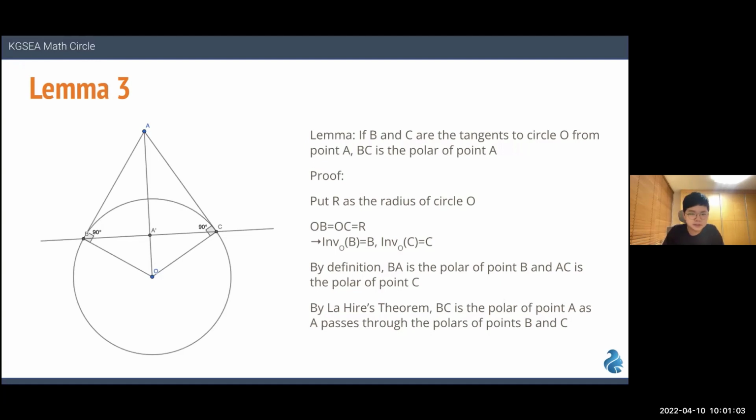And the proof goes like this: if you put R as the radius of circle O, then OB equals OC equals R. B' is the inverse of B around circle O, and C' is the inverse of C around circle O. And by definition, B'A is the polar of point B, and AC' is the polar of point C. By La Hire's theorem, BC is the polar of point A, as A passes through the polars of points B and C.